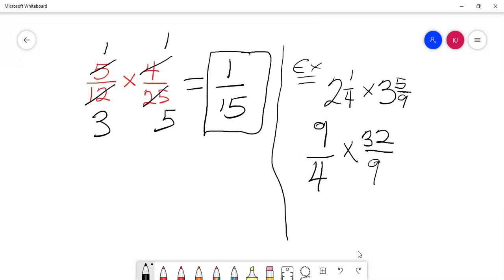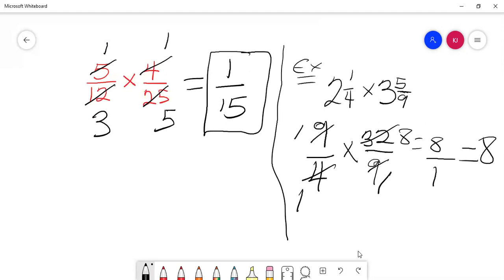Okay. 9 goes here 1 time, 9 goes here 1 time. 4 goes here once, 4 goes here 8 times. That's 8 times 1, which is 8 over 1, and that gives you 8. So that is multiplication.